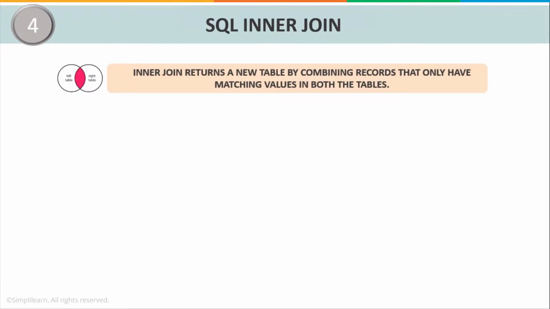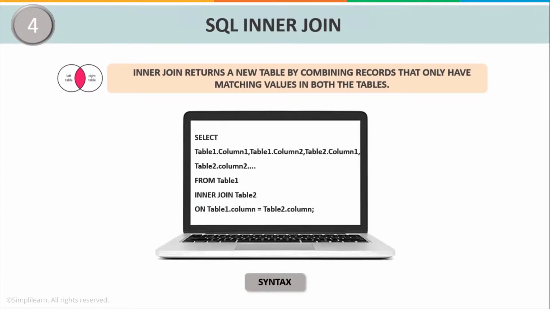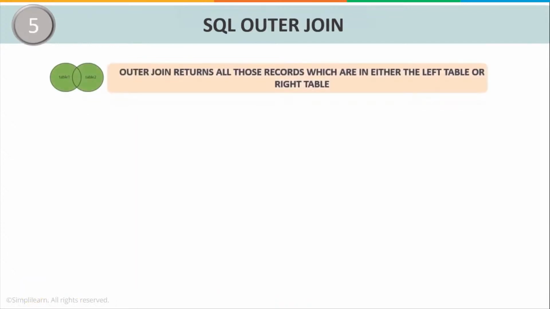Let us now understand the syntax of the SQL inner join. The syntax is as follows: select table1.column1, table1.column2, table2.column1 and so on from table 1 inner join table 2 on table1.column equals table2.column. Now inner join syntax basically compares rows of table 1 with table 2 to check if anything matches based on the condition provided in the on clause. And when the condition is met, it returns matched rows in both tables with the selected columns in the select clause. Let us now discuss the SQL outer join.